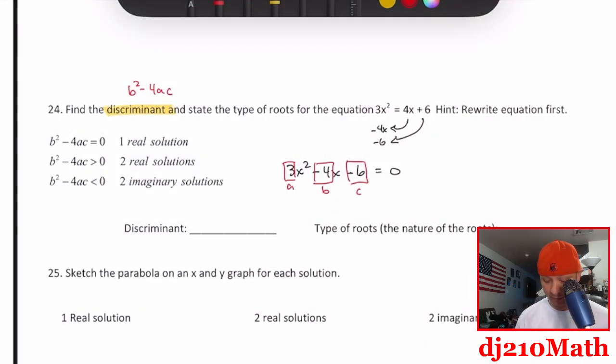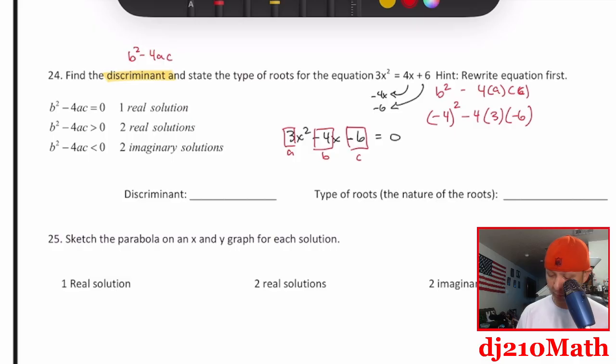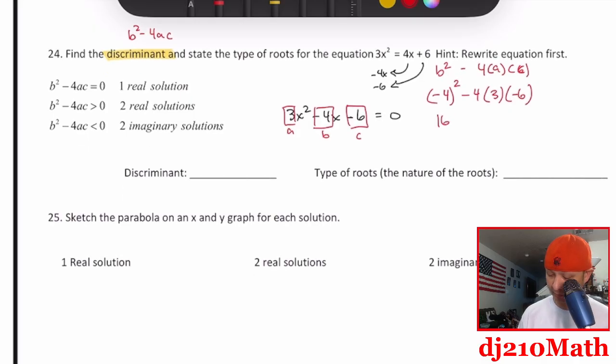All right, the discriminant. Let's calculate this thing. So b squared minus 4 times a times c. Right, that's what we said. Oops, that's a c. All right. So what do we got? Negative 4 squared. Negative 4 times negative 4 is 16.